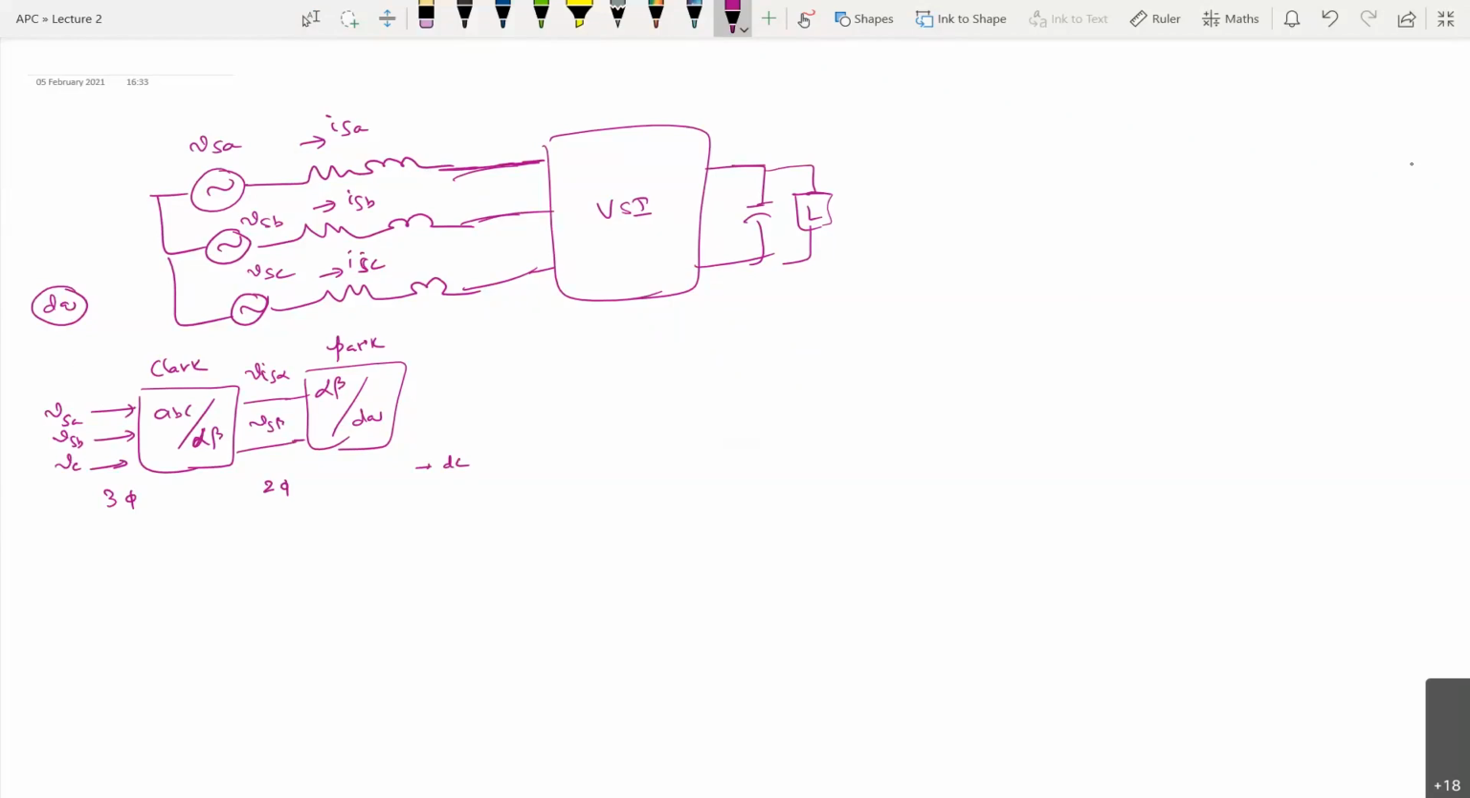See, in this reference frame, what is the formula for that coefficient? This is cos theta, cos theta minus 2 pi by 3, cos theta minus 4 pi by 3, and so on. So that is a matrix. So how is that theta actually obtained? For obtaining theta, you require the phase lock loop. That gives you the angular displacement.